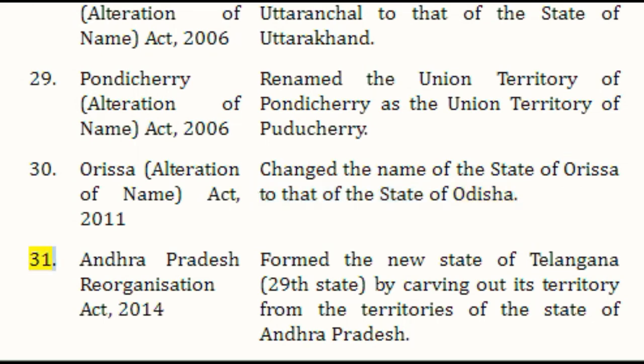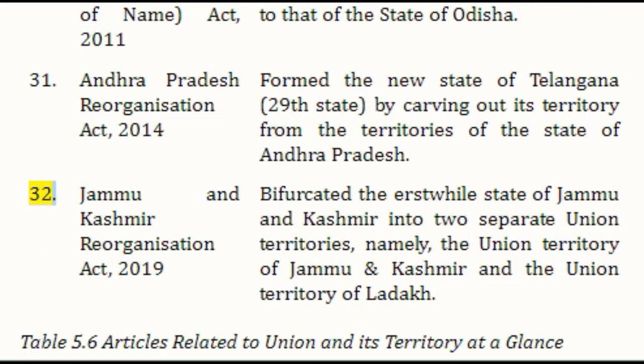31. Andhra Pradesh Reorganization Act, 2014. Formed the new state of Telangana, 29th state, by carving out its territory from the territories of the state of Andhra Pradesh. 32. Jammu and Kashmir Reorganization Act, 2019. Bifurcated the erstwhile state of Jammu and Kashmir into two separate union territories, namely, the Union Territory of Jammu and Kashmir and the Union Territory of Ladakh.